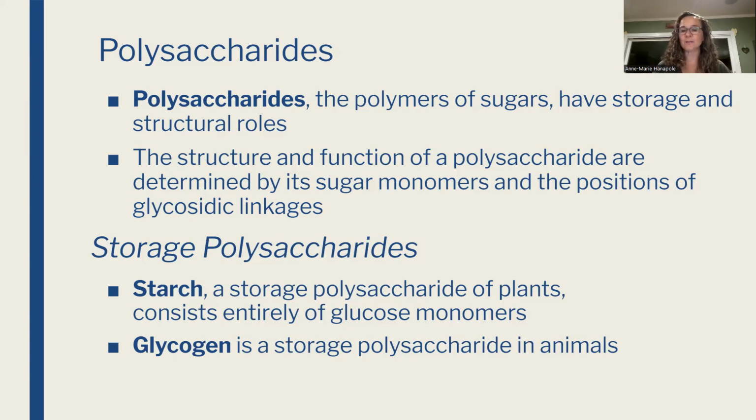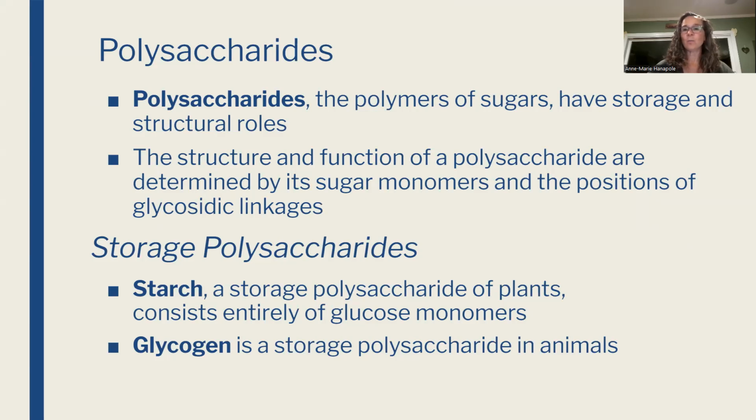And then if we combine a whole lot of those simple sugars together, we form a polysaccharide. Poly means many, so lots and lots of molecules all linked together. There are two types of polysaccharides: storage polysaccharides and structural polysaccharides. Storage polysaccharides are the ones that are storing energy for the cells. There is a storage polysaccharide for plants, which is starch, and a storage polysaccharide for animals, which is glycogen.